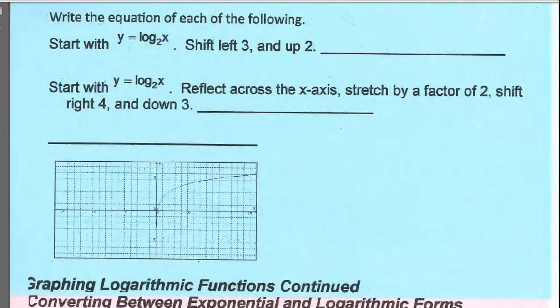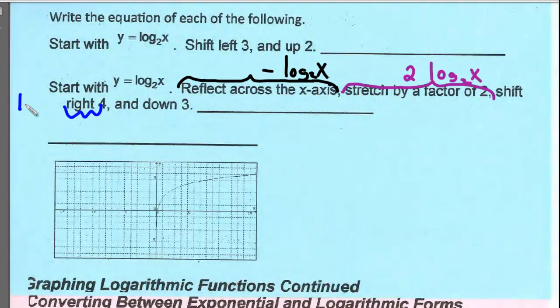Reflect across the x-axis. So if I was to reflect across the x-axis, it would look like negative log base 2 of x. Stretching by a factor of 2 would look like 2 log base 2 of x. Shifting right 4 would look like log base 2 of x minus 4. And shifting down 3 would look like log base 2 of x, minus 3.